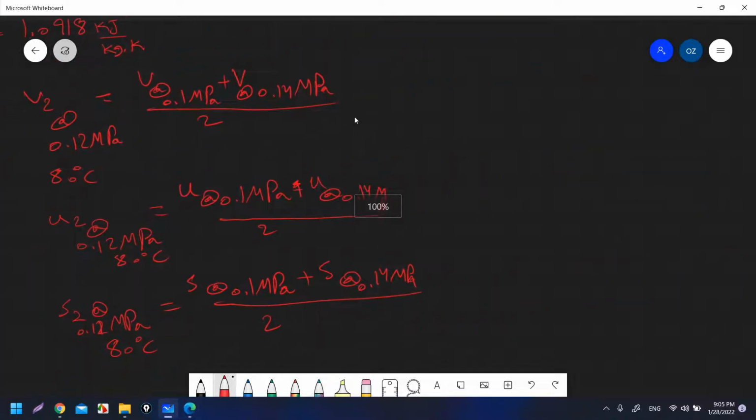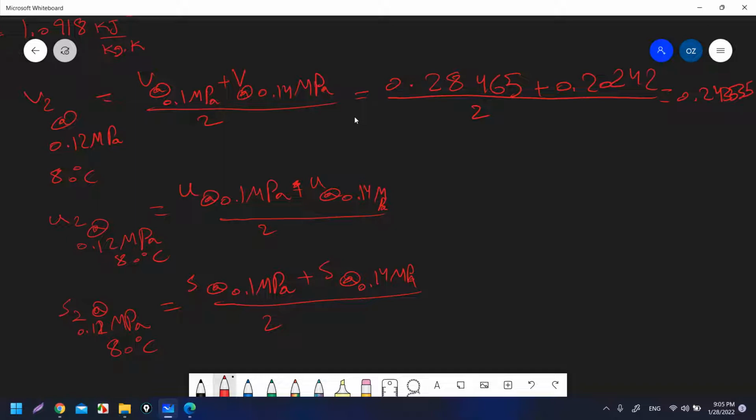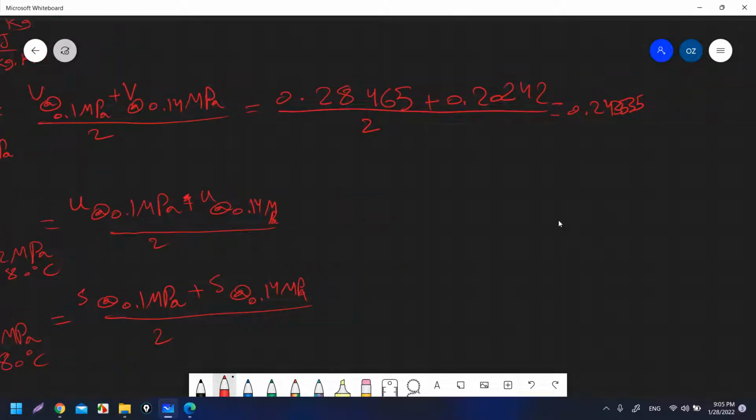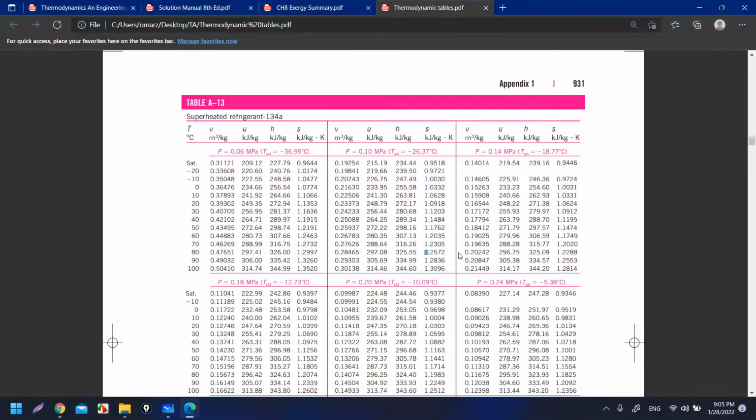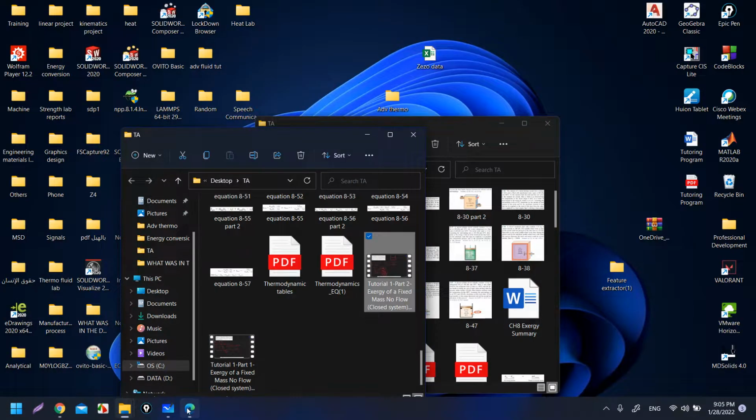So let's write this down. 0.28465 plus 0.20242 over 2. This will give me 0.243535. And the answer in the solution manual is wrong. They did not take it at 80 degrees Celsius, they took it between these two at 70, so the answer is wrong.